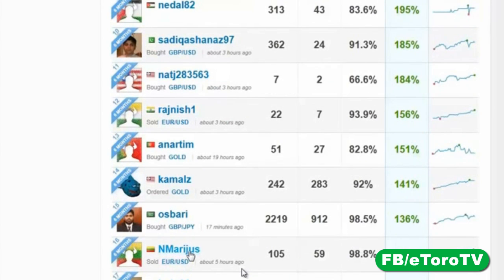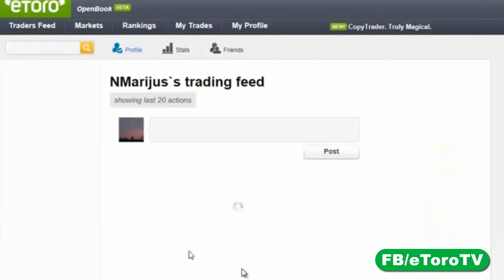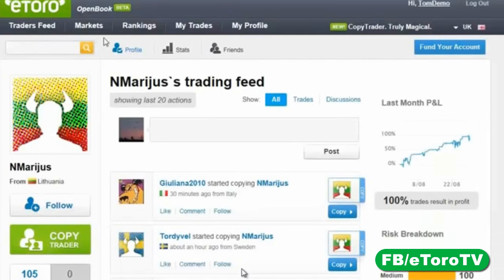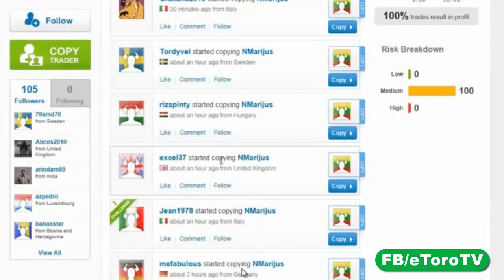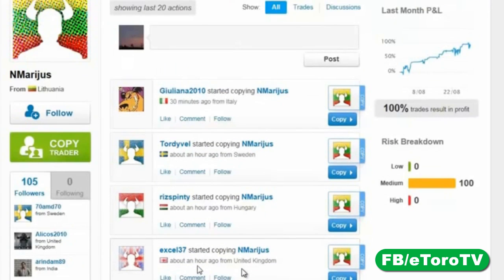And you know what I'm going to do? I'm going to click on him because I want to learn a little bit more about him. Now, what I see here is his profile, okay? Showing his last 20 actions. We can see that the last 20 actions are actions of people that started copying this trader because he's so successful, okay? This is an hour ago. This is 2 hours ago. People are copying him, and for a reason.